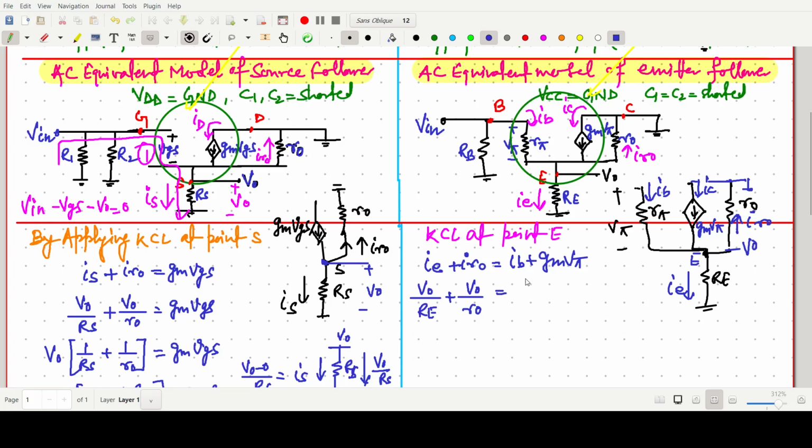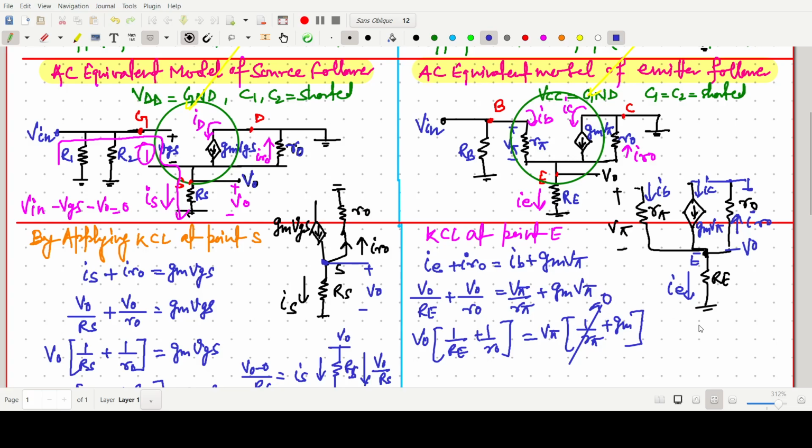And IB is there, so IB will be V pi by r_pi plus gm V pi. Now if we take common 1 by RE plus 1 by R naught, and common V pi, 1 by r_pi. Now I am putting this 1 by r_pi equal to 0, because 1 by r_pi is 1 by beta by gm, so gm by beta. This gm by beta is much smaller than gm, so that's why we are neglecting this one.